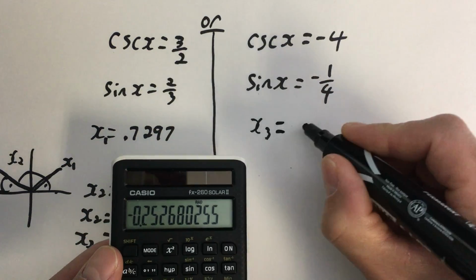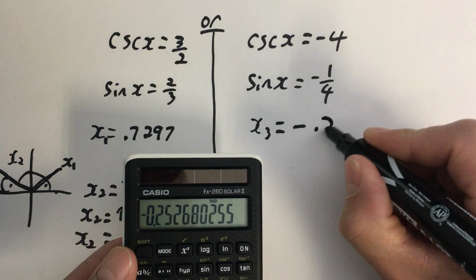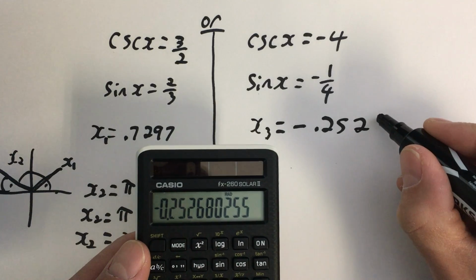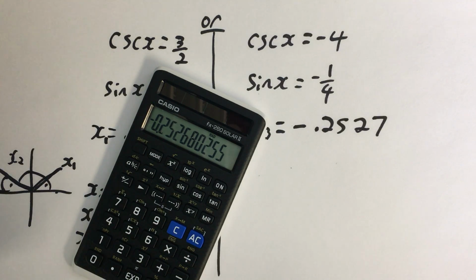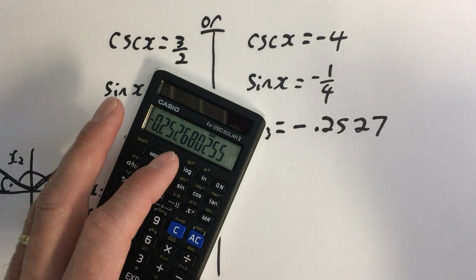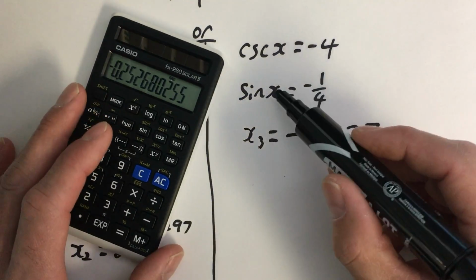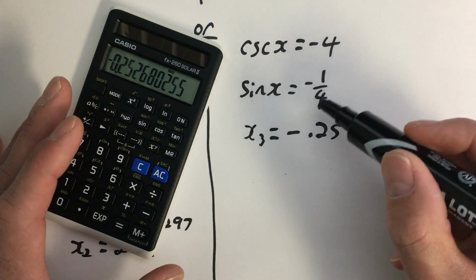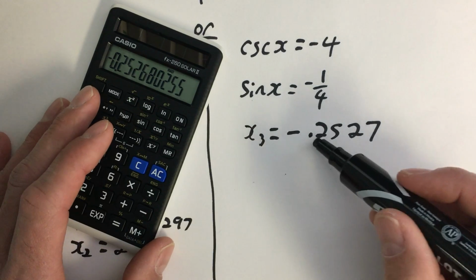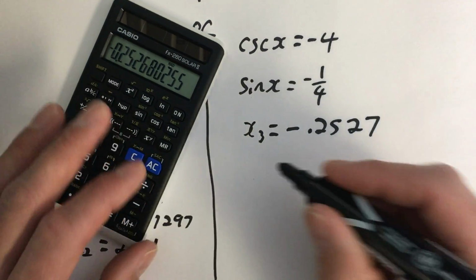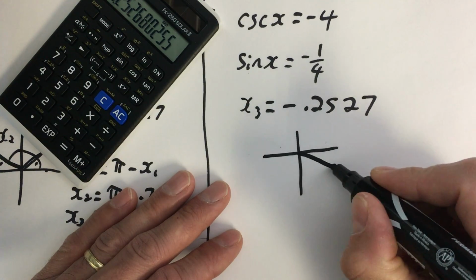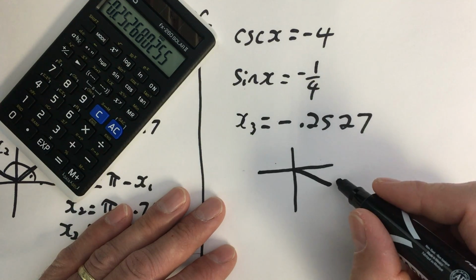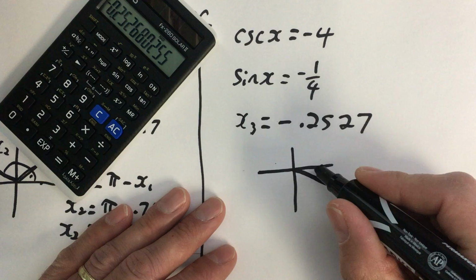x3, the third valid solution, is -0.2527. Now, that shouldn't surprise you too much. Remember, for small angles, sine theta is equal to theta. That's the small angle approximation, which of course only works in radians. So if we're dealing in radians, and the sine is -1/4, the angle is nearly -1/4. It's off by a little bit. So that brings us -1/4 is here. That's x3, this angle in here.